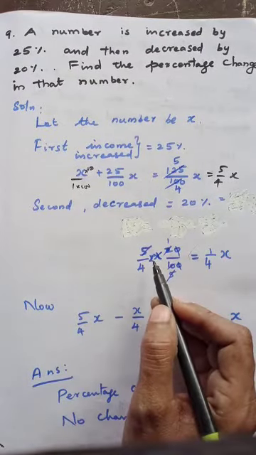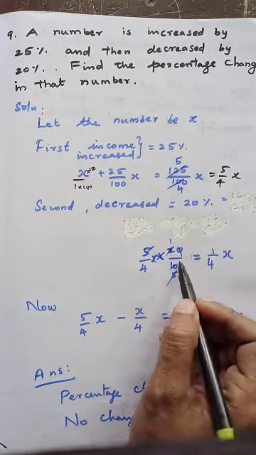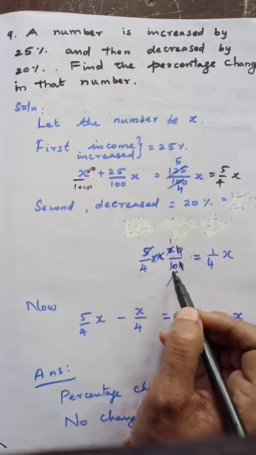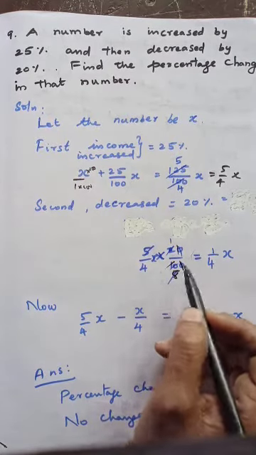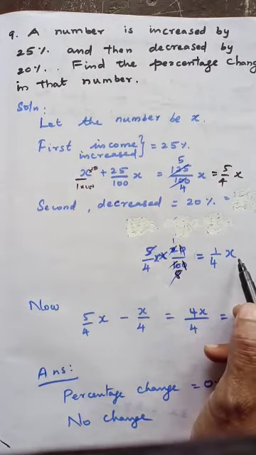5 by 4x into 20 by 100. Okay, 0 0 gets cancelled. 2 1s are 2 and 5 2s are 10, isn't it? Okay. Then 5 and 5 gets cancelled. Remaining is 1 by 4x.